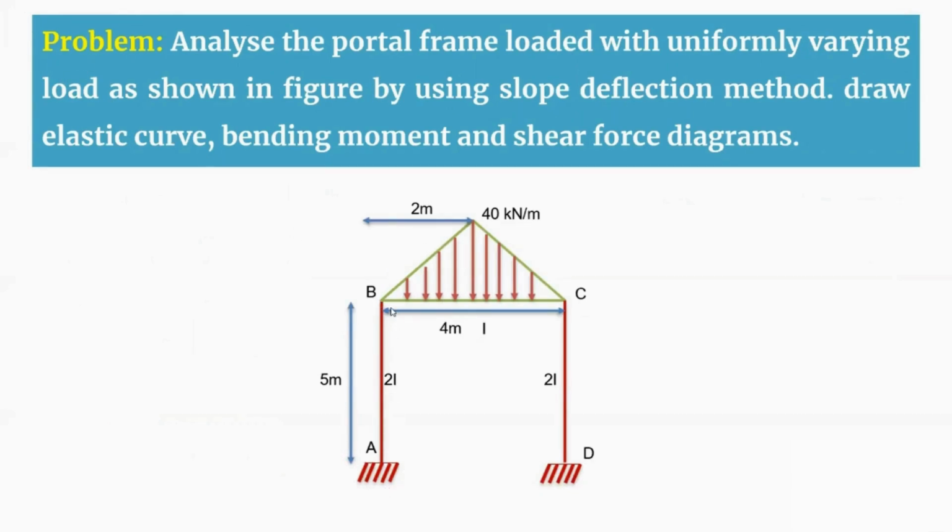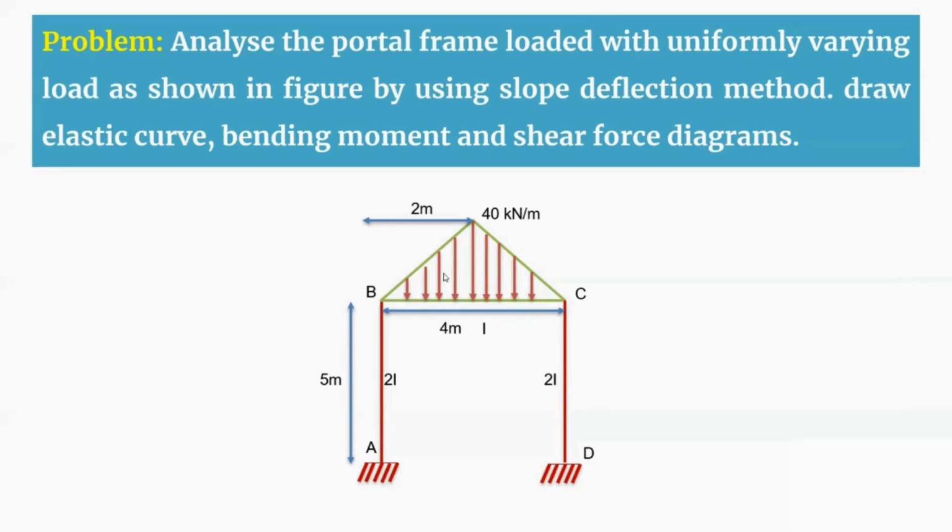So here A, B, C, D is a frame. For the AB member and CD member, there is no loading given. Whereas for the BC member, you have a uniformly varying load of 40 kilonewton per meter. The span of this beam is 4 meters, whereas the span of AB and CD are 5 meters. For all the members there is a different moment of inertia. For BC it is I, whereas for the columns, that is AB and CD, it is 2I.